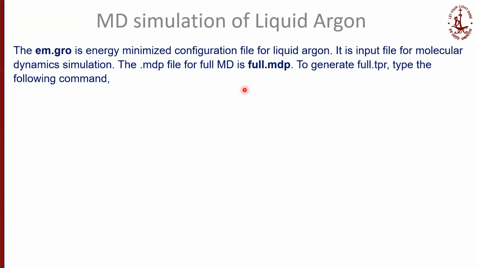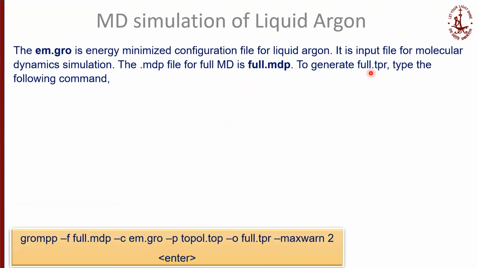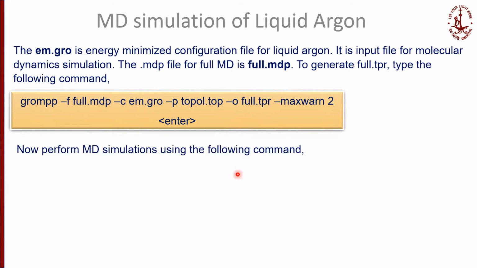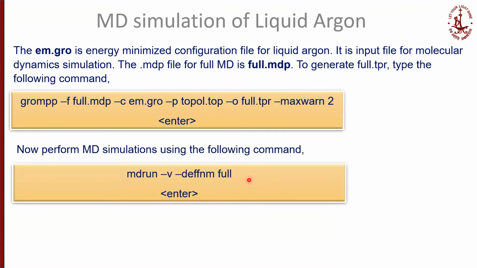ITP file remains the same. So using this GRO, this MDP and your topology file, you will generate full.tpr using this command. Same thing, only your MDP file name will change. Here your input structure will be em.gro instead of conf.gro. Your output file will be full.tpr instead of em.tpr. Now you have to do MD simulation using this command, mdrun. Either you can type out the whole command, or if you just type out mdrun -v -deffnm full, it will give you the same set of result.